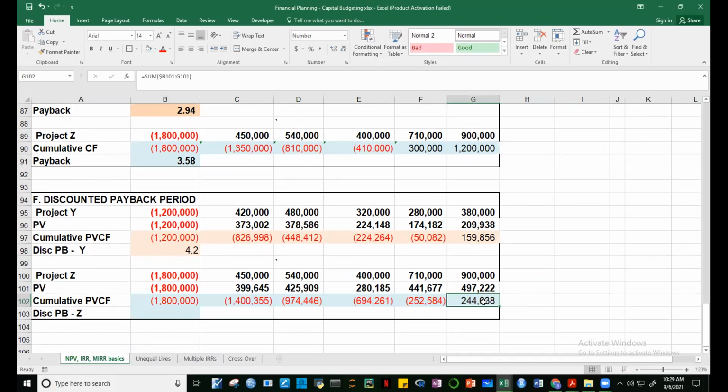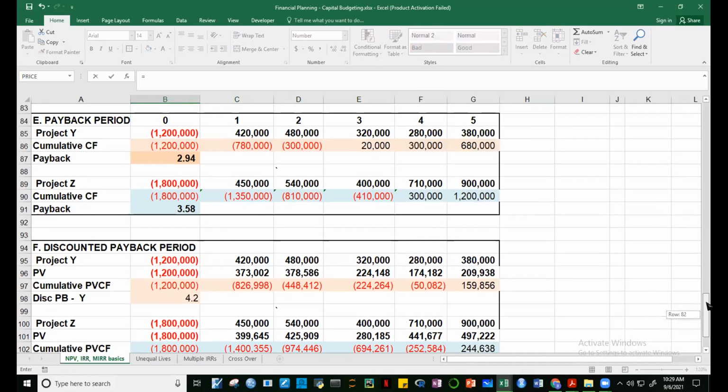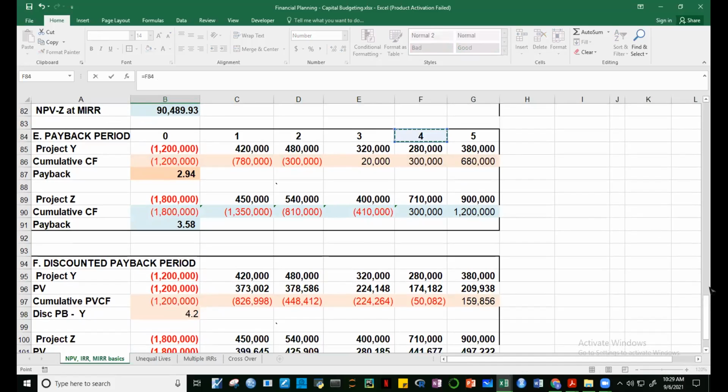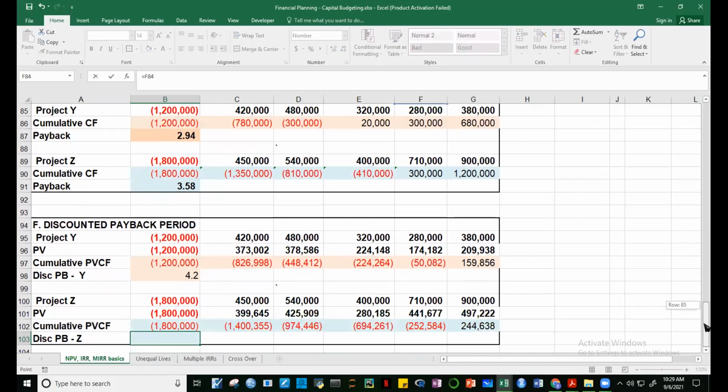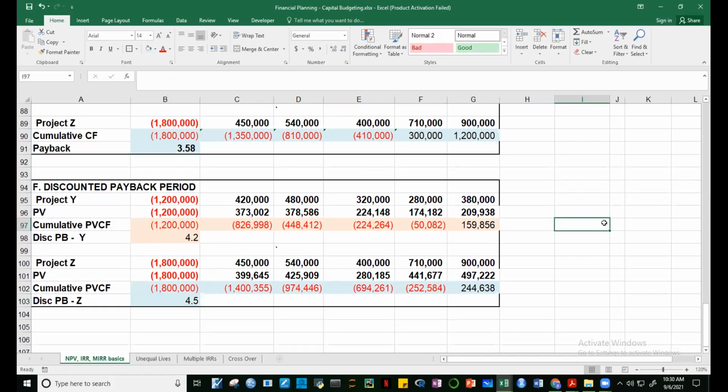Okay, ito 4th din, no? So this is equal to the 4th year plus, we need to recover this. So I'll just make it positive divided by yung present value dun sa year 5. So 4.5. Okay.